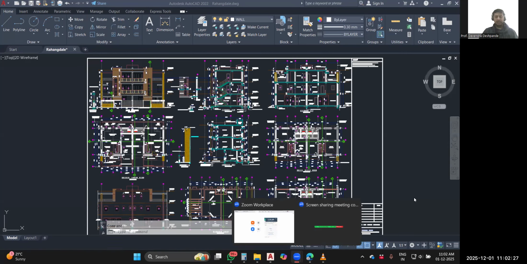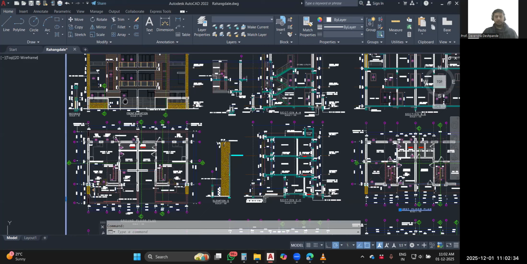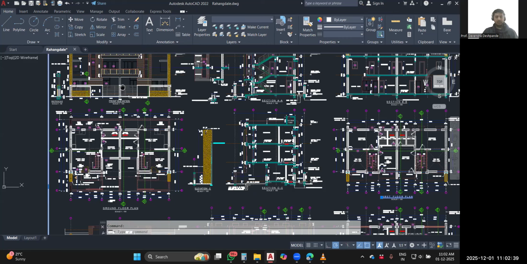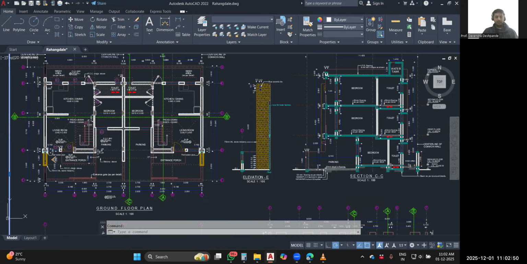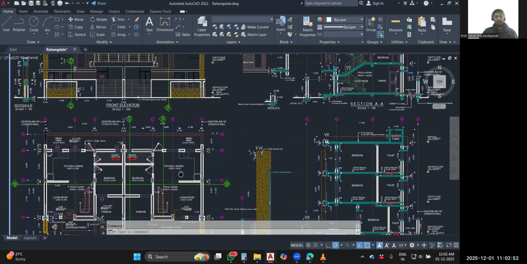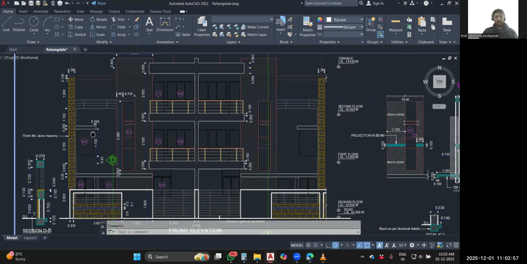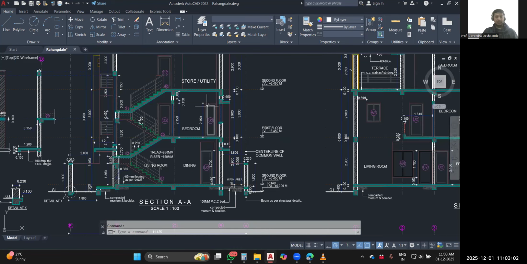So here you could see this as a set of drawings. For example, here you could see that there is a layout of spaces represented through a plan. So this is a floor plan, above which we have an elevation. Besides that, we have sections.